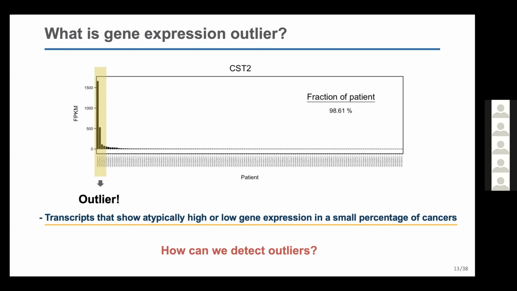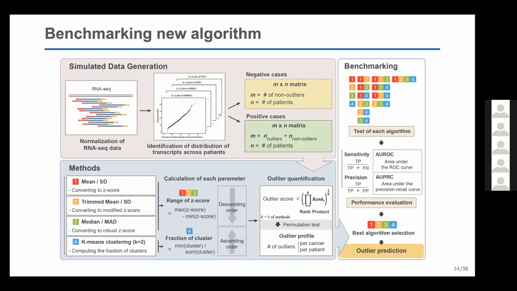So next, how can we detect the outliers? Here is a schematic figure of the benchmarking of the new algorithm for outlier detection. I want to explain each part step by step.